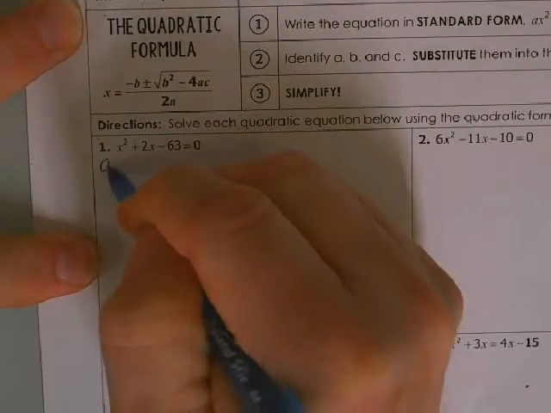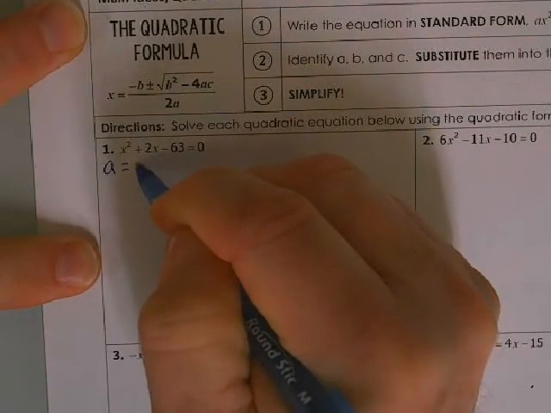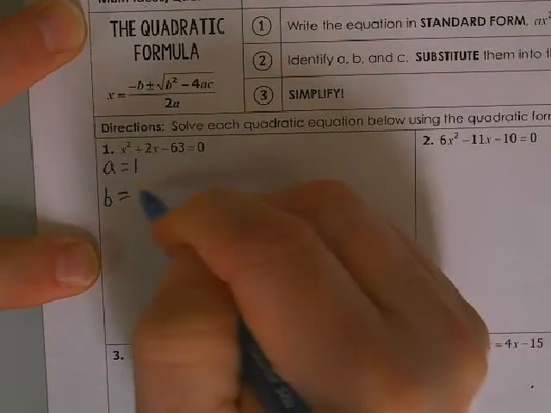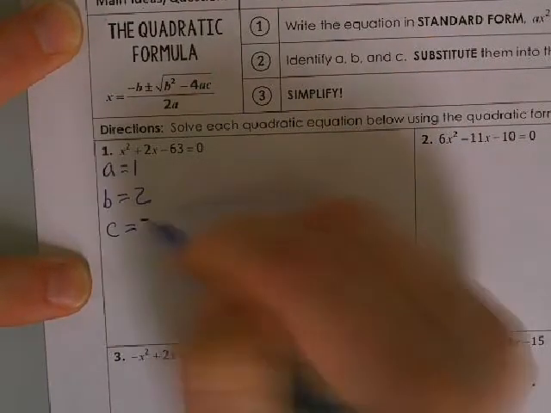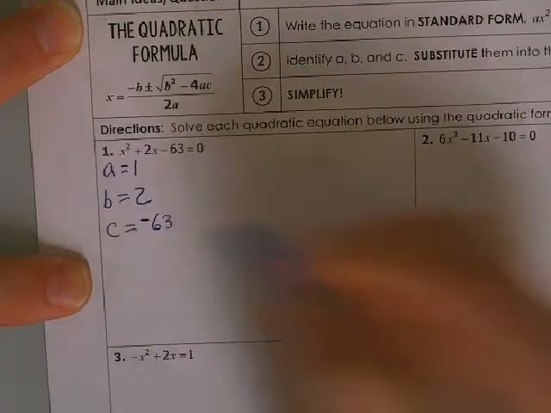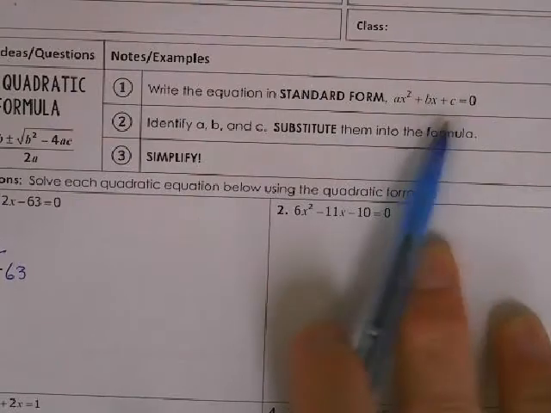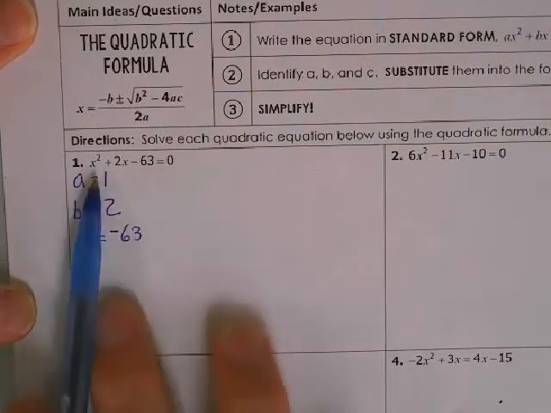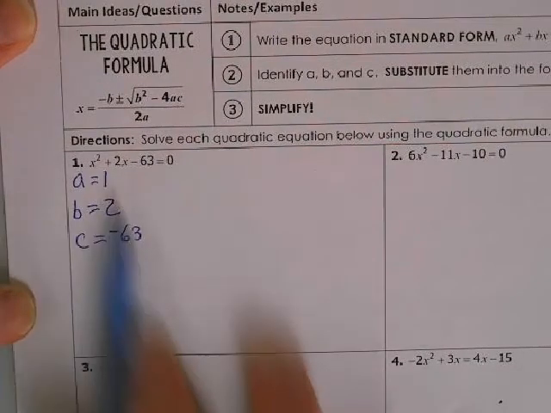A is equal to what, guys? What's the coefficient of my x squared term? 1. And the b is equal to 2, and the c is equal to negative 63, yes. Because in standard form, this is plus c. If this is negative, then that means your c is negative. If there isn't a value for one of these, then it's equal to 0. Okay? If that term is missing, this value is equal to 0.